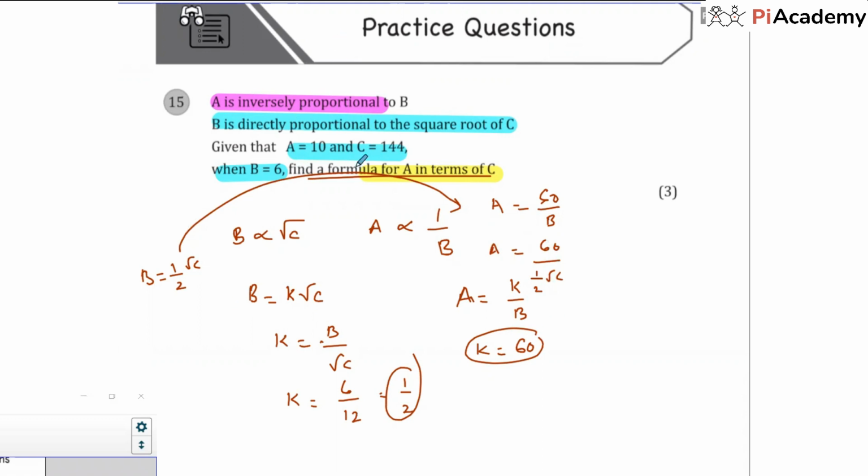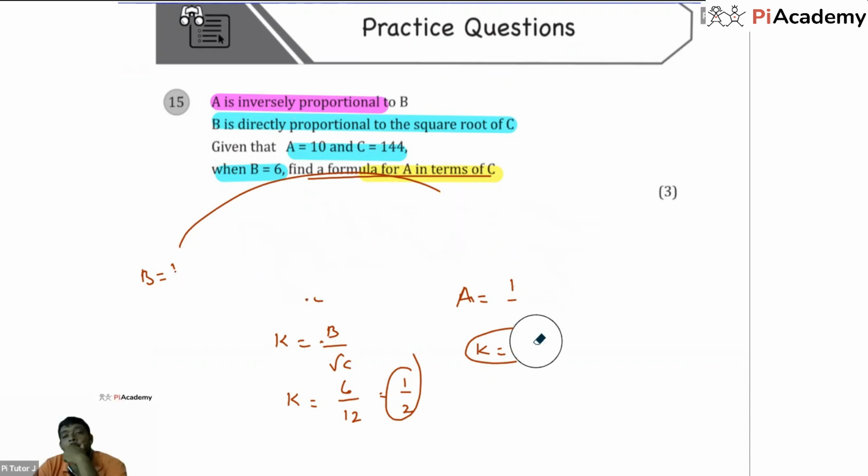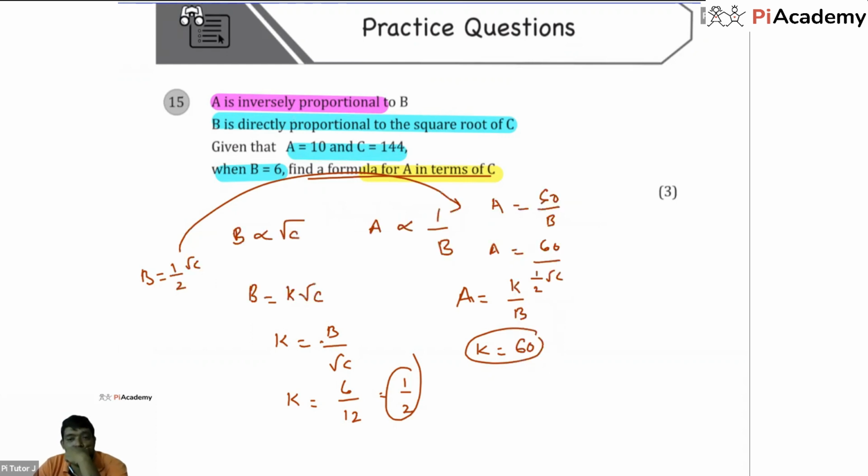Okay. Did you understand, guys? Kushal, good? Yeah, understood. For those who did not understand, see, B is directly proportional to square root of C. So B is equal to K1 root C, so K1 is B over root C. Now if you substitute B is 6 and C is 144, 6 over root 144 is 6 over 12. So K1 is 1 over 2.